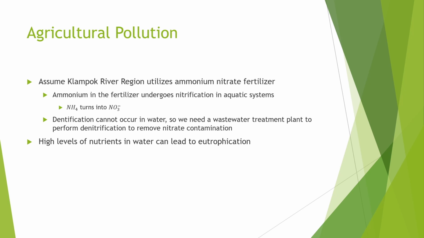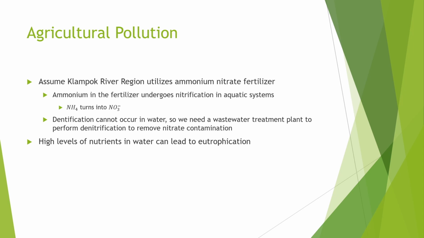this area. For this situation, we will assume that ammonium nitrate fertilizer is used on land close to the Clampock River. When mixed with water, ammonium nitrate is soluble and dissociates into both ammonium and nitrate. In order for these contaminants to be removed from water, they must volatilize as nitrogen gas. This involves both nitrification and denitrification processes.